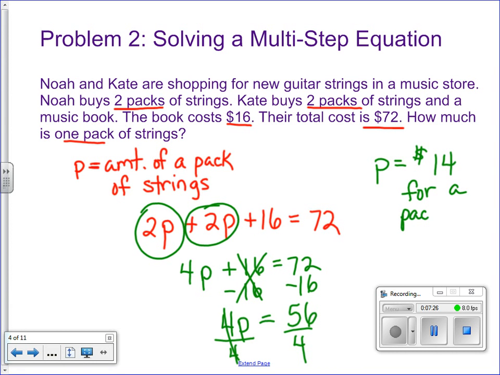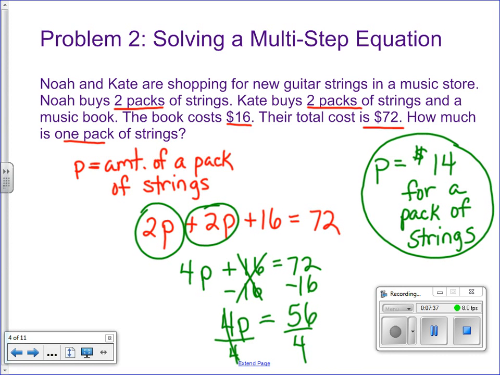Label your answer. And then be sure that you check your work to make sure if we bought 4 packs of strings at $14 and a $16 book, that our total would be $72.